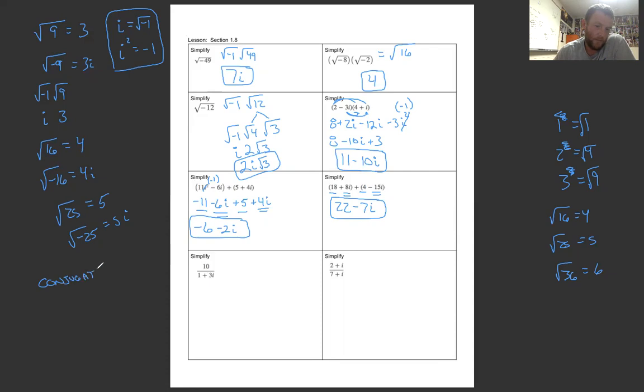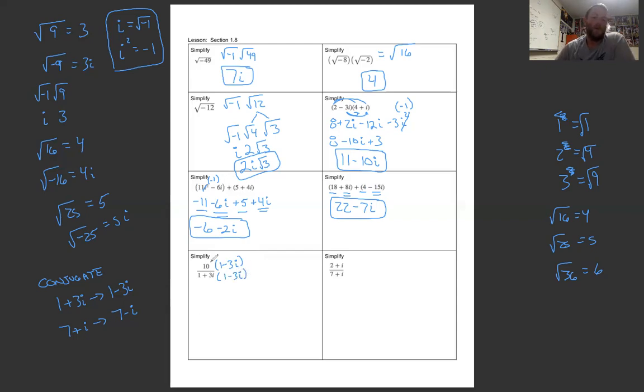Conjugate. And what that means is if it was 1 plus 3i, the conjugate is 1 minus 3i. Or if it's 7 plus i, the conjugate is 7 minus i. Okay. And if you FOILed these two things together, it would get rid of the i completely. That's the purpose of this. Okay. So what do I have to multiply to get rid of the bottom? The conjugate. So if it's 1 plus 3i, I'd have to multiply the top by 1 minus 3i and the bottom.